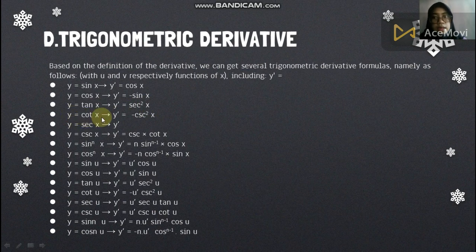y = cot x, y' = minus cosec squared x. y = sec x, y' = tan x times sec x. y = cosec x, y' = minus cosec x times cot x. y = sin to the power of n x, y' = n times sin to the power of n minus 1 times cos x. y = cos to the power of n x, y' = minus n times cos to the power of n minus 1 times sin x.